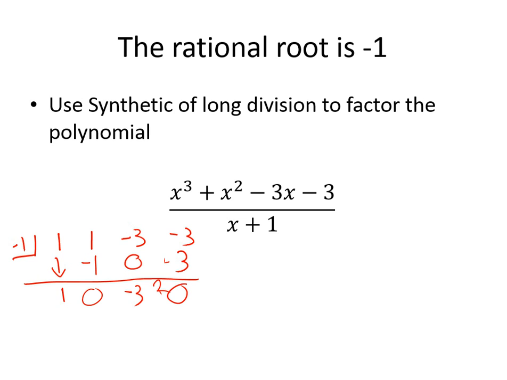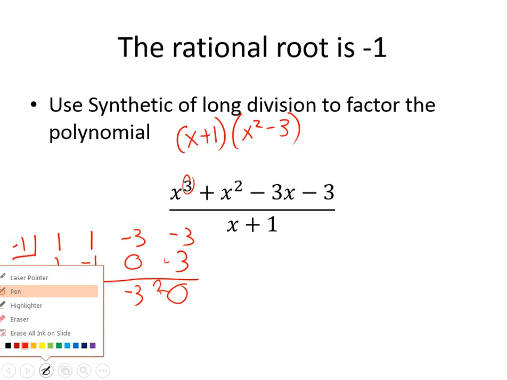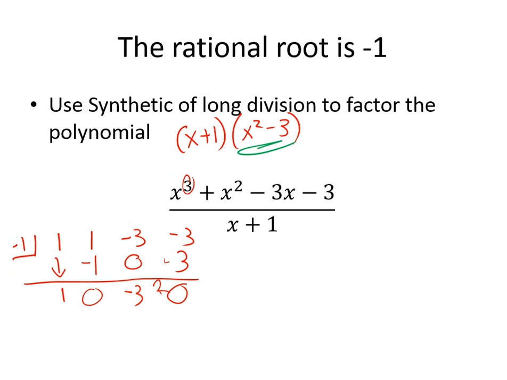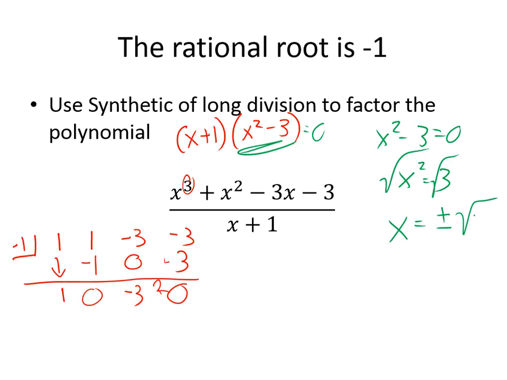In our function, we're going to have x plus 1 as one part of our factor, and our other factor looks like it's going to be x squared minus 3, because we dropped the power by 1. And now from here, to find the other 0, you just set that second factor equal to 0. x squared minus 3 is equal to 0, which means x squared is equal to 3. Take the square root of both sides, which means x is equal to plus or minus root 3. And that would be our other 0 in this case.